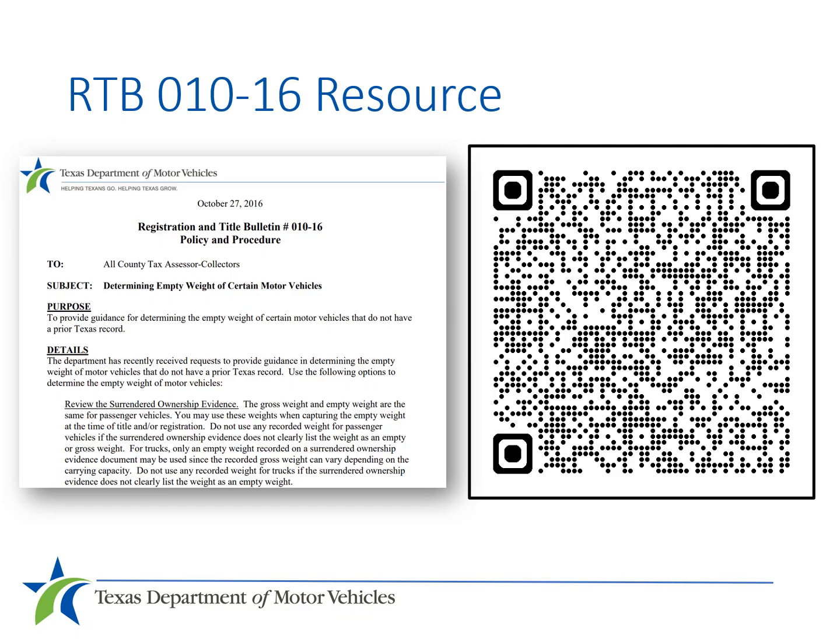The purpose of this RTB is to provide guidance for determining the empty weight of certain motor vehicles that do not have a prior Texas record by utilizing surrendered ownership evidence, web resources, or when necessary, a weight certificate. An applicant will need to provide the intended carrying capacity for any trucks once the empty weight has been established. The empty weight plus carrying capacity cannot exceed the manufacturer's gross vehicle weight rating, or GVWR.